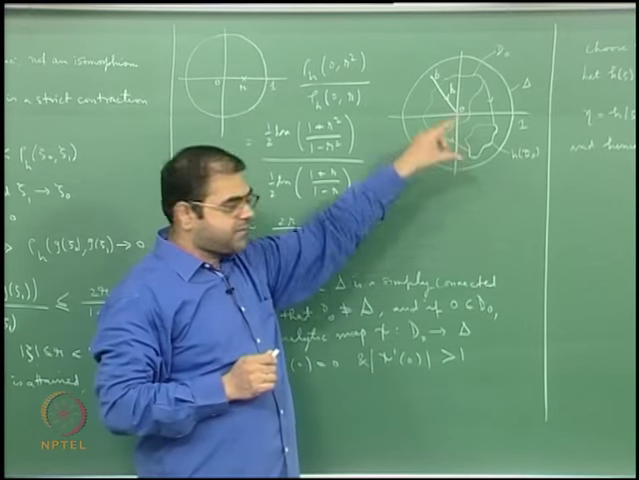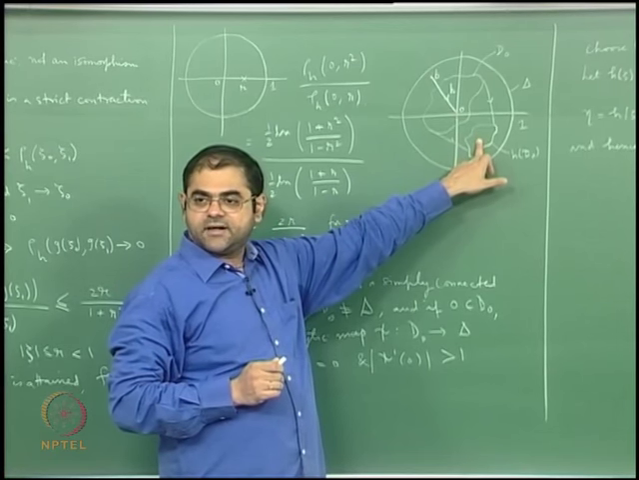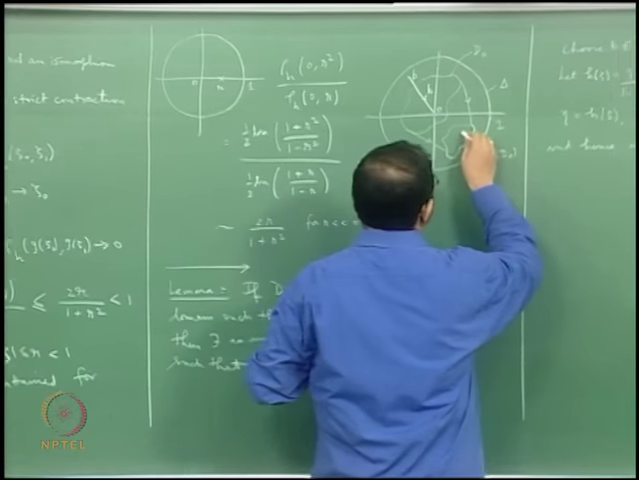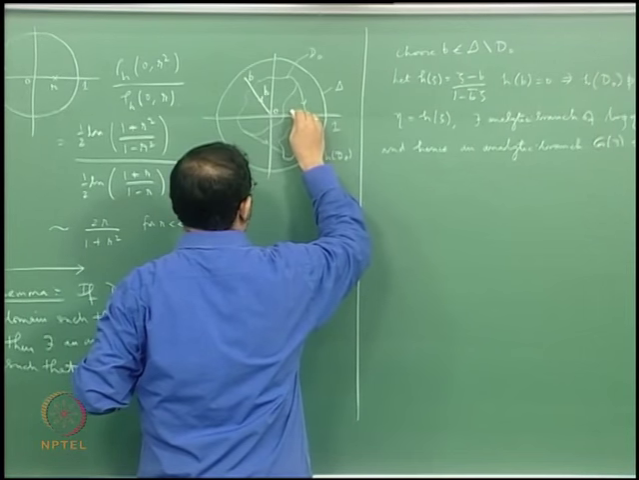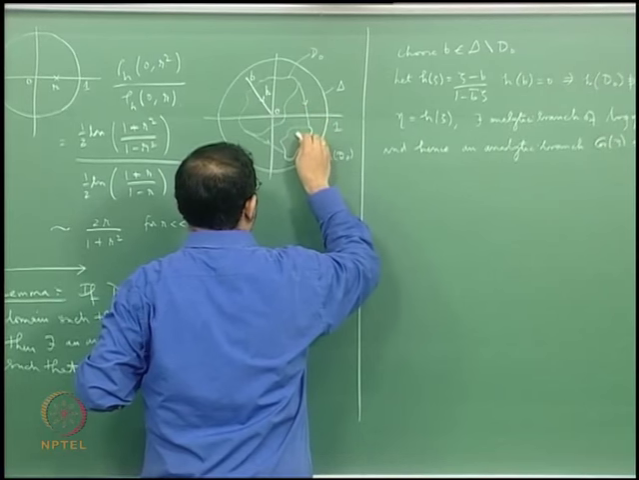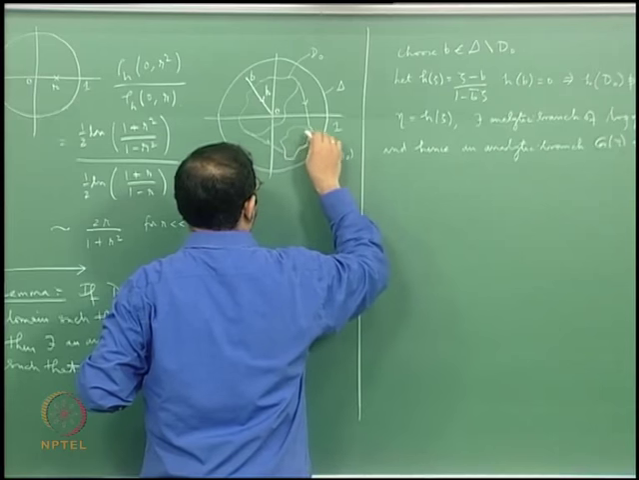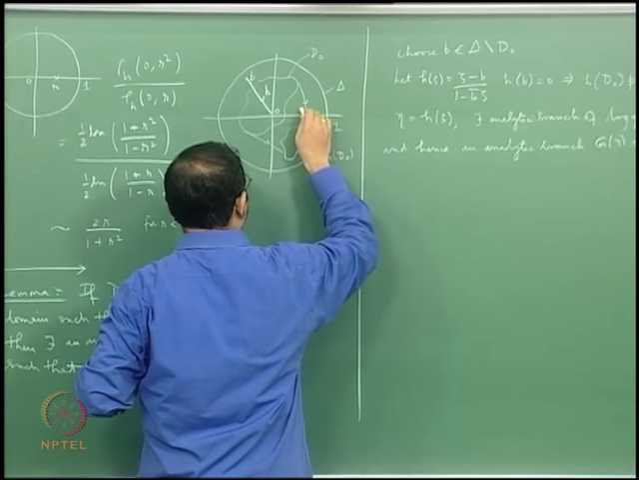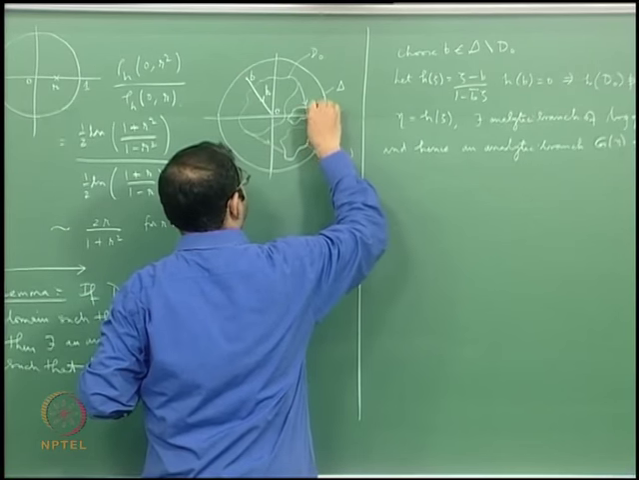And if I take its image under g, of course this does not contain 0, so I will again get something that is not 0. So if I apply g, I will probably get, I do not have enough space to draw this, but anyway I will draw it. So this is what will happen if I apply g.